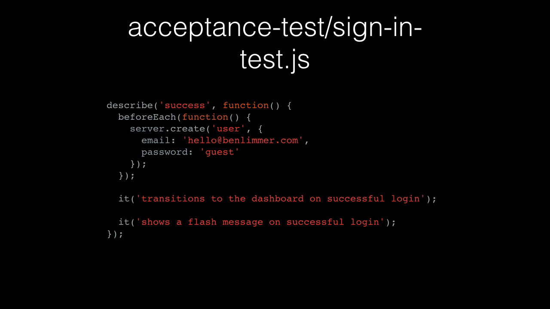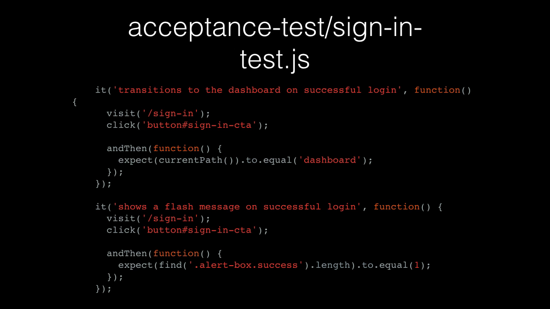So I'm going to describe both states. I'm going to say, in success, creating a user, which this stuff is all hard-coded for this example, but I'm creating hello@benlimmer.com with password guest because it's really secure, and I transition to the dashboard on successful login, and I show a flash message as well. It says you're now logged in on success.